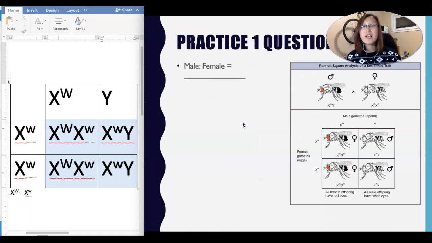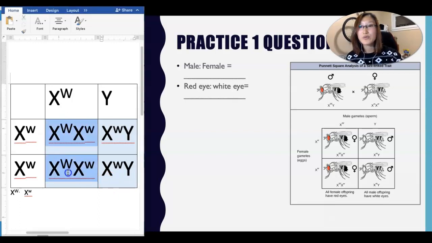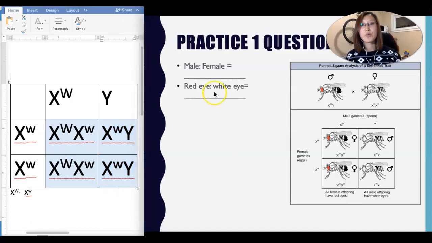So when we look at the questions, the first question on your notes is male to female ratio. The male to female ratio will always be 1-to-1 ratio. That should be 1-to-1. The red eye to white eye ratio. So if you look at these two females over here, because they're heterozygous and they have one dominant allele and one recessive allele, they are both going to be red eyes. And then for these two males, because they only get one shot and the only X chromosome that it has carries the recessive allele X little w, so both of these are going to be white eyes. So our ratio for red eye to white eye is going to be 1-to-1.